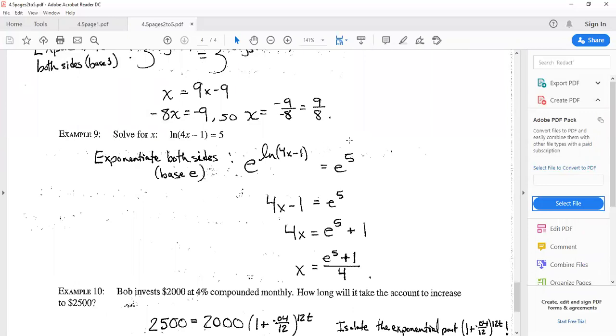The next one gives us natural log of 4x minus 1 equals 5. This one we will exponentiate both sides with base e.